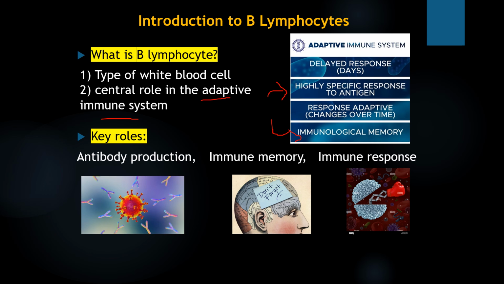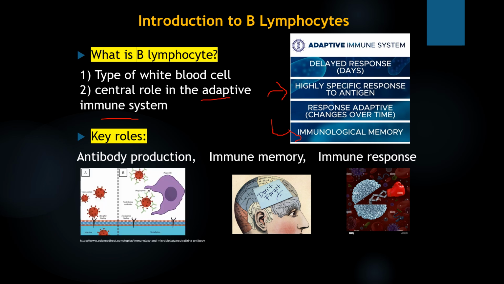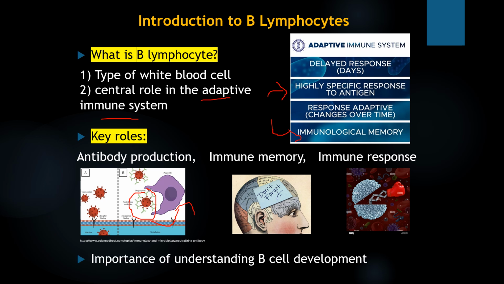So for example, in the immune response, you know that the antibodies are going to neutralize, block, attach to the pathogens, and then they will trigger an immune response so that another cell is going to go and kill that cell. So for that reason, understanding the B cell development is very important. For example, the immune memory is very important for vaccination. So once we understand this better, we can understand much better all these important processes that happen in this adaptive immune system.